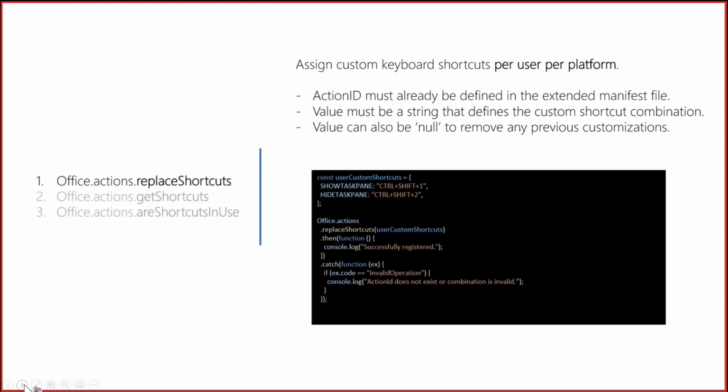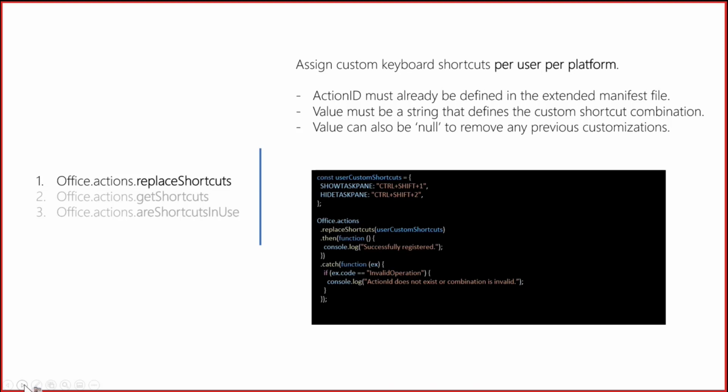Now you can use Office.actions.replaceShortcuts, and all you do is feed it that action ID and any new shortcut combination that you would like to replace whatever you have had in the extended manifest file. The small caveat here is that you can't create new shortcuts on the go, right? So you can only customize the shortcuts that you have already previously defined in your manifest.